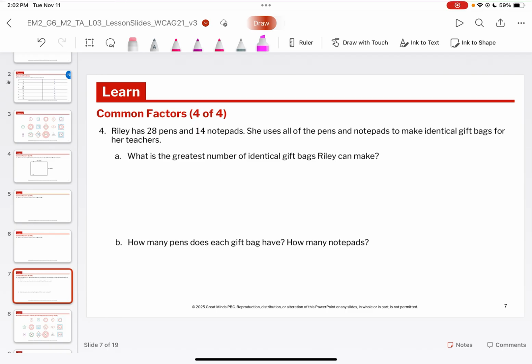Okay, look at problem number 4. For A, it says, what is the greatest number? Go ahead and highlight greatest number. Anytime you see something like what is the greatest amount that both can share, or you see the word greatest and it's talking about splitting things, you're always going to find the greatest common factor. That's important to know because in a few days, we're going to do least common multiple, so you have to understand the difference. If I'm finding the greatest something that can fit into both, it's common factors, okay?